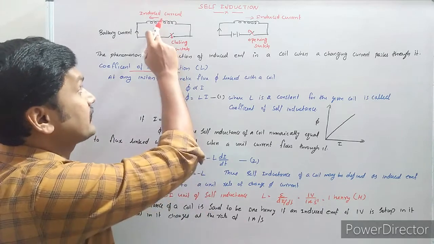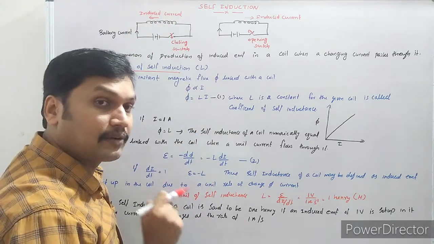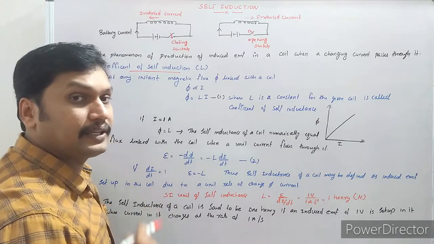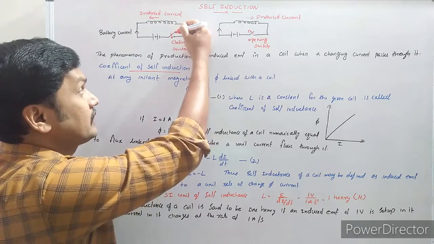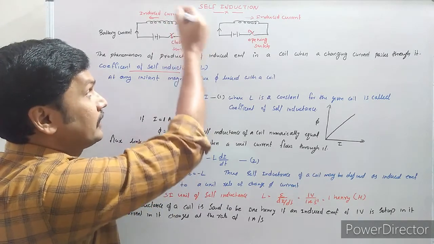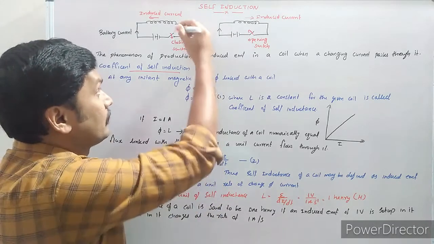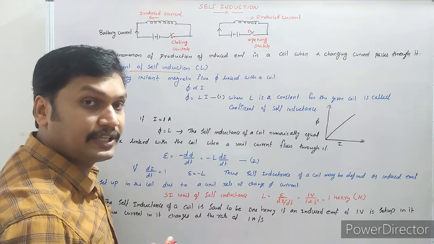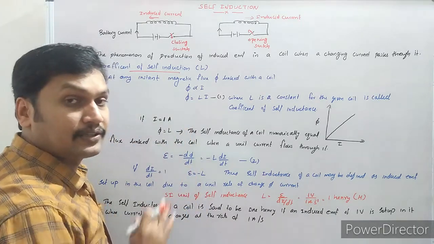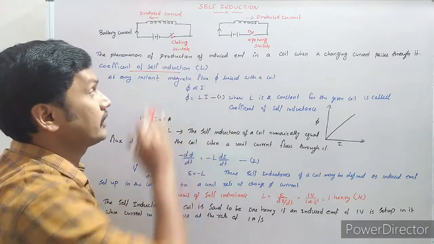Whenever the magnetic flux associated with the coil changes, an induced EMF develops in that coil itself, and that phenomenon is known as self-induction. Actually, when you close this switch, the magnetic flux associated with the coil changes. If the switch is closed for a long time, the flux remains the same. The current is not changing, so there is no induced EMF and no induced current.